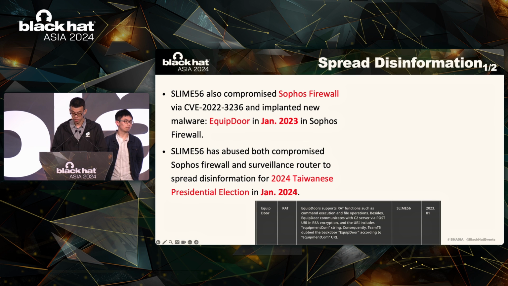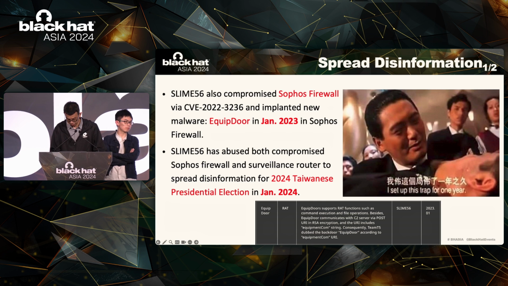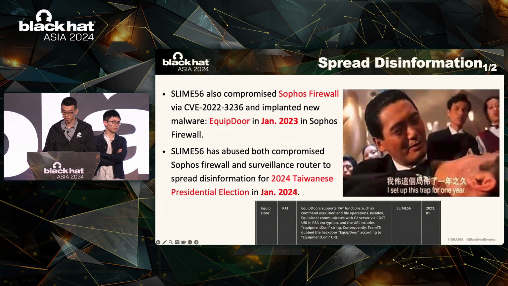And Slide 56 also compromised another device, a Sophos firewall. We found a new malware family, equipped in January this year. They abuse both of the edge devices, the Sophos firewall and the Zyxel router. They try to spread some disinformation before the 2024 Taiwanese presidential election. And we found the malware has lived in the device for one year.